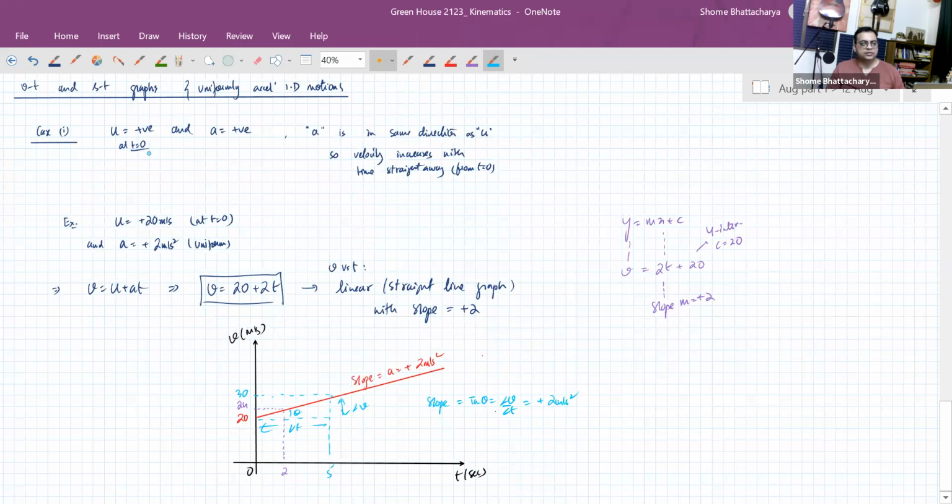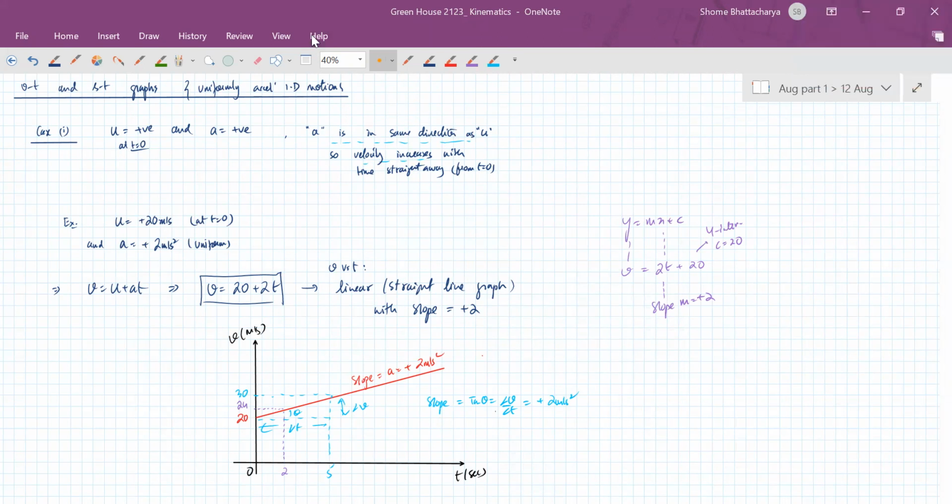And the first case over here is when u and a are both positive. That means the acceleration is in the same direction as the initial velocity. So the velocity increases with time straight away from t equal to 0. And as a numerical example, we've taken this one. So the graph of V versus T is a linear graph with a positive slope because acceleration is positive. Positive slope basically means that velocity is increasing with time straight away. Okay, so make a note of this.